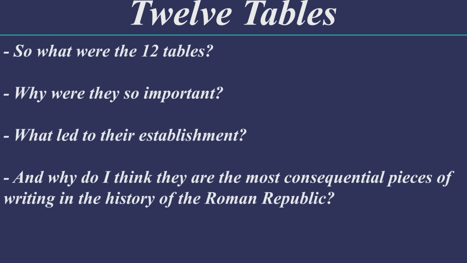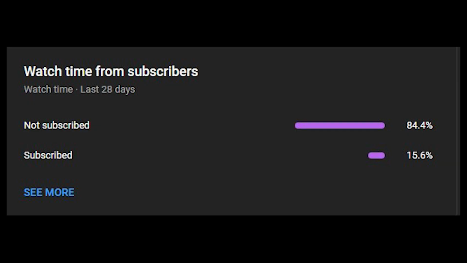So what were the 12 tables? Why were they so important? What led to their establishment? And why do I think they are the most consequential pieces of writing in the history of the Roman Republic? Let's talk about it.